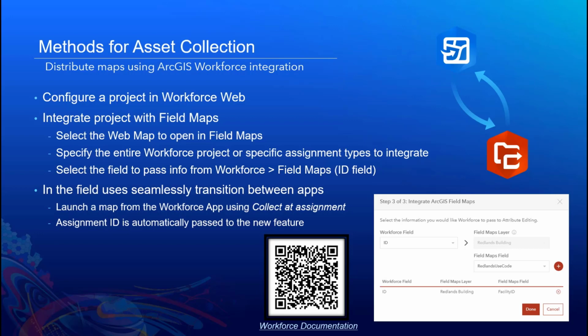What this looks like within the Workforce app, when a field worker arrives at an assignment, they can optionally choose to collect an assignment. Once they tap this, they can open Field Maps, and that assignment ID is automatically passed to the new feature.